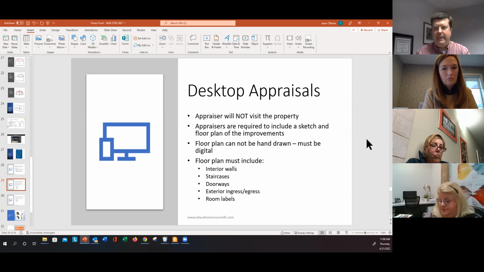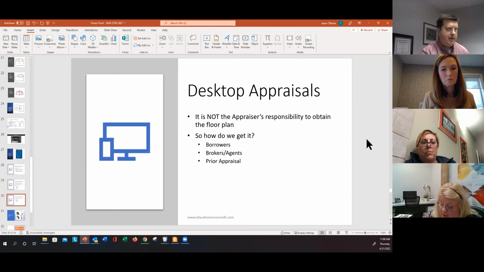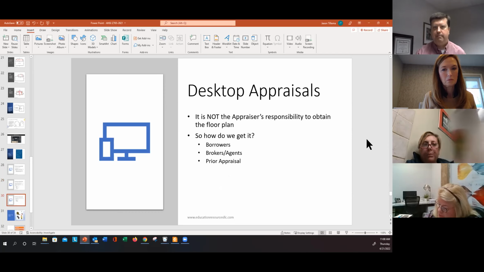So how do we get that information? It may end up being that you have to FaceTime and then try to sketch it on your desktop software. You would actually have to have the homeowner taking the measurements, or have the agent taking the measurements and then showing the appraiser, here's what I got. It would take a lot of extra time to do that. But it's also important to know appraisers are not the ones responsible for obtaining the floor plan.